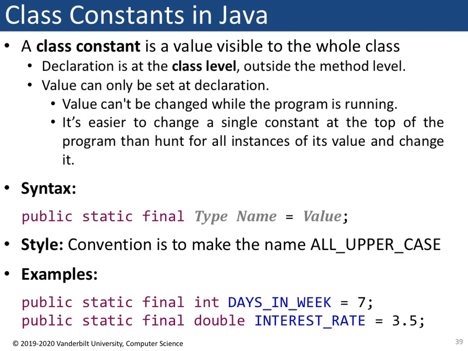But let's touch on the idea of using class constants to store the tax value. So a class constant is a value which is visible to the entire class, not just the method in which it is declared. So if I declare a variable inside the main method, that variable is only usable inside the main method. However, if I declare a class constant, then this value, which is stored in the class constant, is accessible to any method which is inside that class.